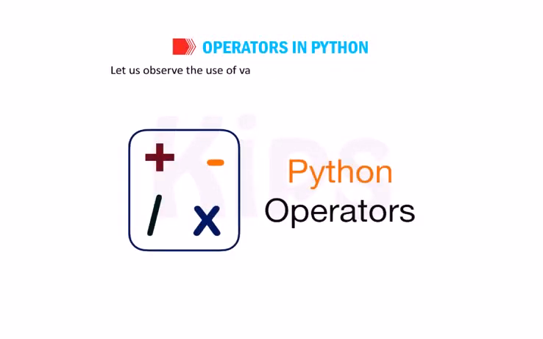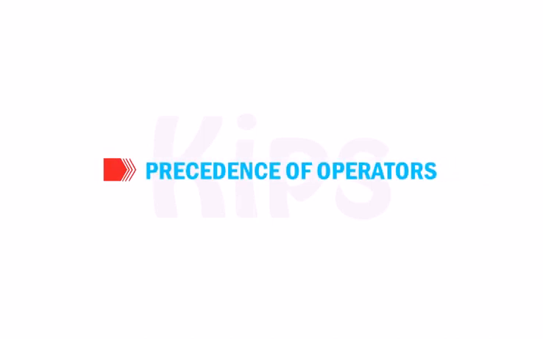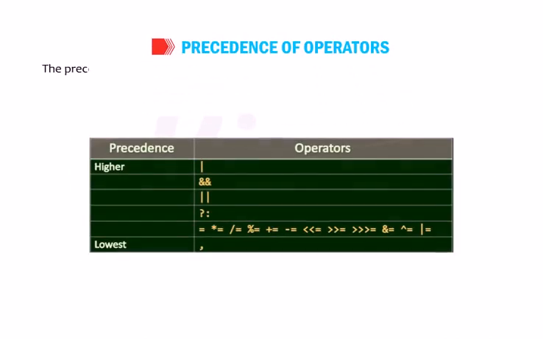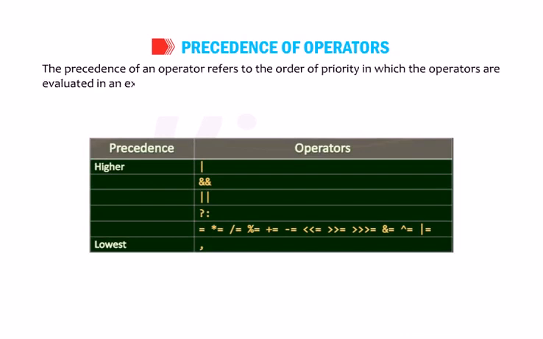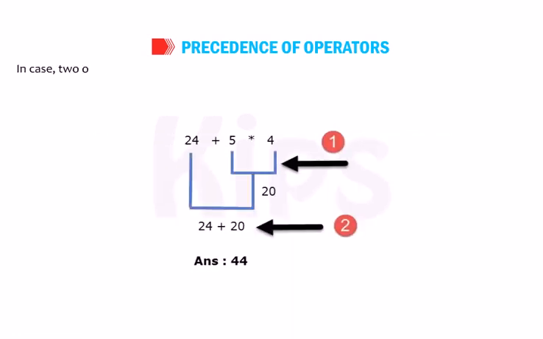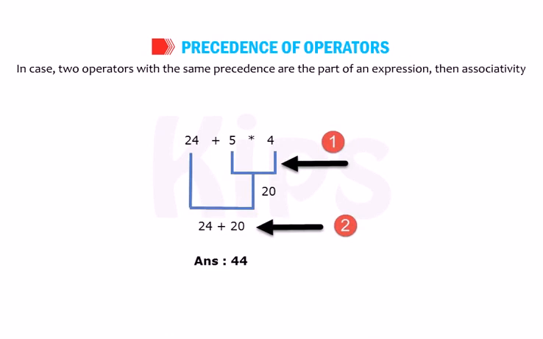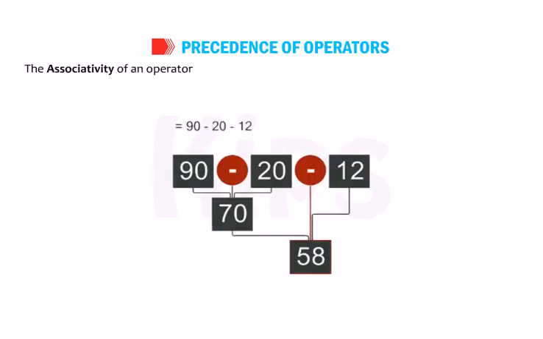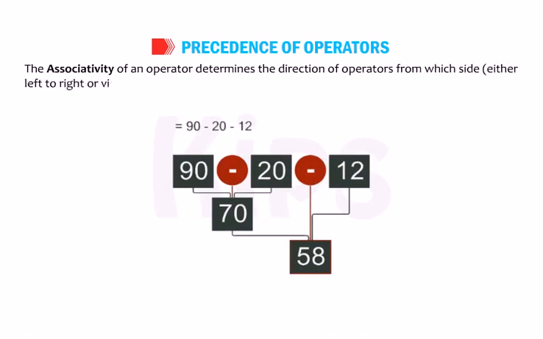Let us observe the use of various operators in Python programs. Students, let us learn about precedence of operators. The precedence of an operator refers to the order of priority in which the operators are evaluated in an expression. If two operators with the same precedence are part of an expression, then associativity is taken into consideration. The associativity of an operator determines the direction, either left to right or vice versa, from which side the expression should be resolved.